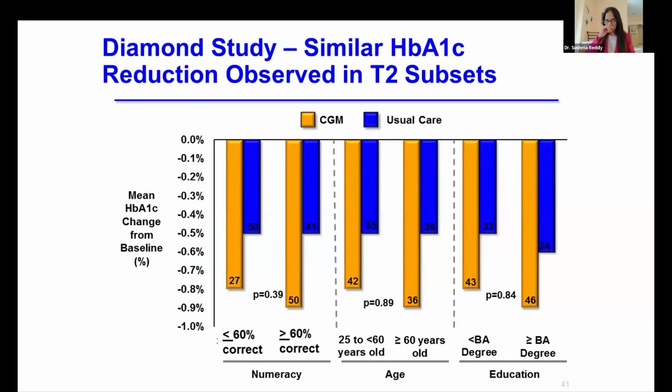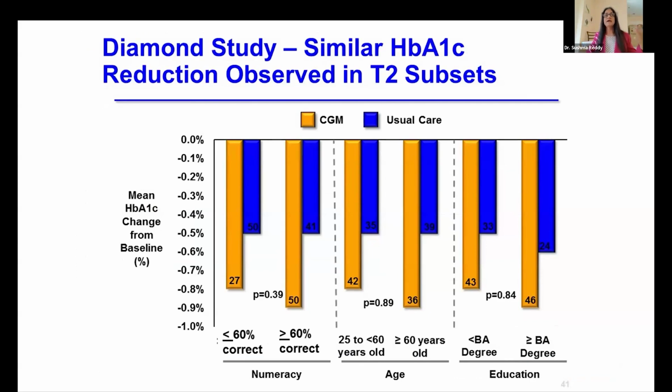But here's the slide that I love the most. They looked at patients depending on whether they're good at counting numbers, their age, and here they considered 60 old, which my definition of old has kind of changed over the years. And they looked at education level. The important thing is it did not matter what your education level was, what your age was, whether you could count numbers, everyone benefited.